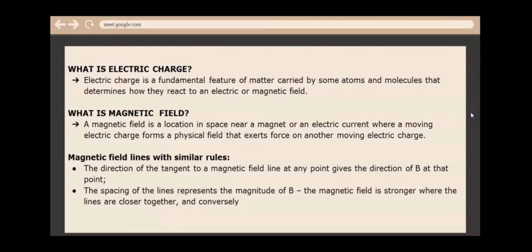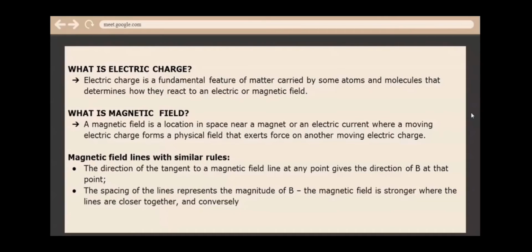Electric charge is a fundamental feature of matter carried by some atoms and molecules that determines how they react to an electric and magnetic field. Electric charge is a basic physical property of matter that causes it to experience a force when kept in an electric or magnetic field. An electric charge is associated with an electric field, and a moving electric charge generates a magnetic field. The combination of electric and magnetic fields is known as the electromagnetic field. Interaction of the charges generates electromagnetic force, which is the foundation of physics.